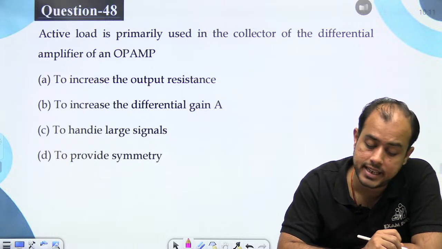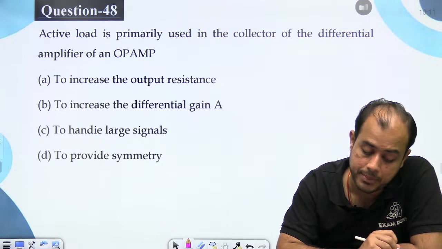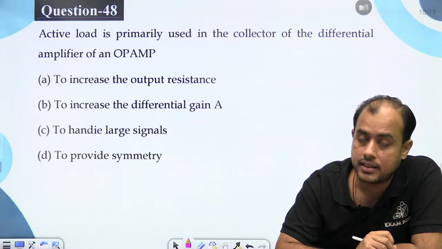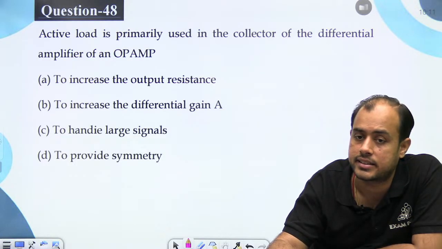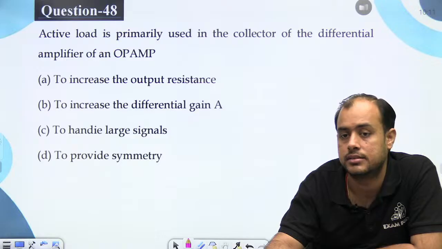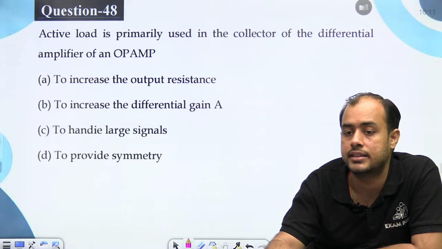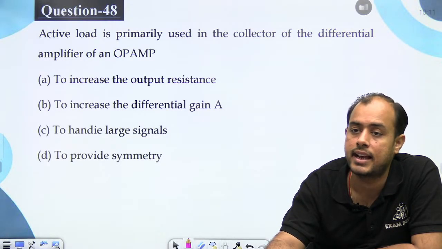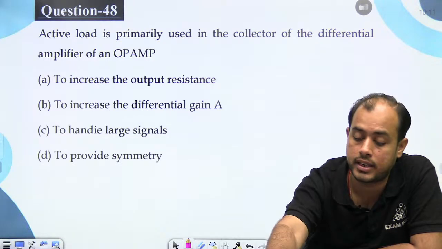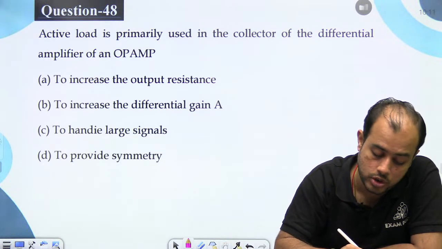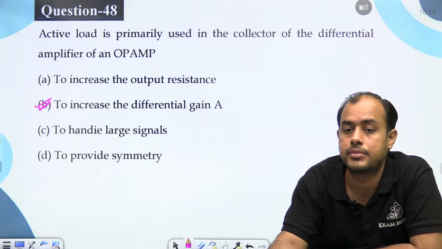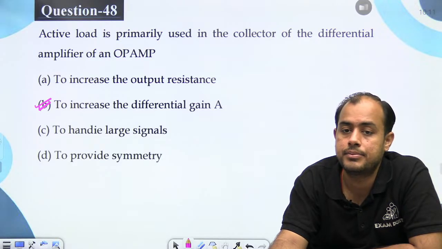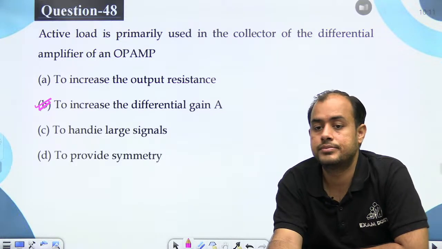Active load is primarily used in the collector of a differential amplifier of an op-amp. Active load का मतलब होता है बेटा where the load is not a resistance, rather the load is actually a transistor. तो उसे हम लोग क्या कहते हैं? We call it as the active load. Okay. So why do you use the active load? To increase the gain. Okay. Are you getting my point? Gain बढ़ाने के लिए.